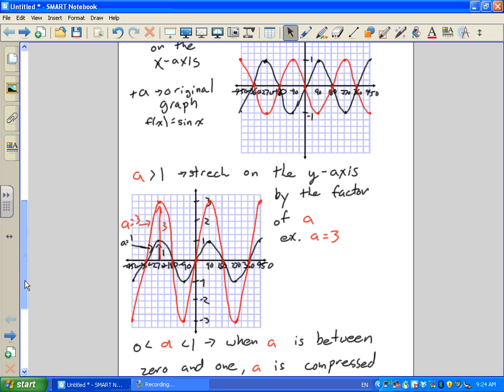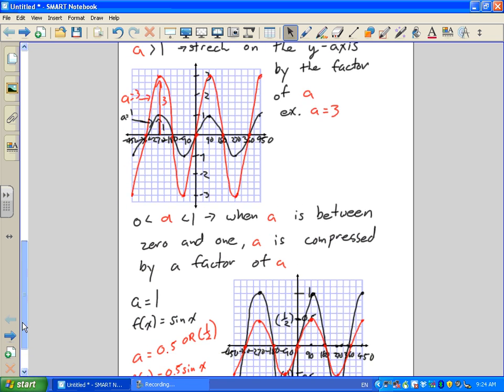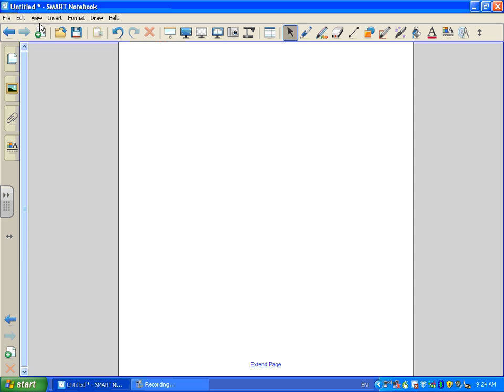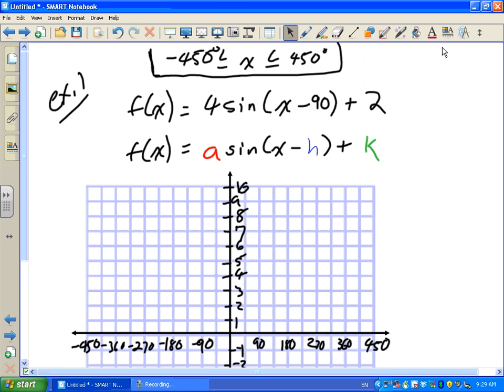There you go. Okay, we're going to go on to an example on the next page of this. Okay, so here's our first example.